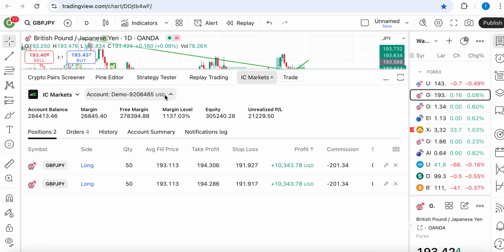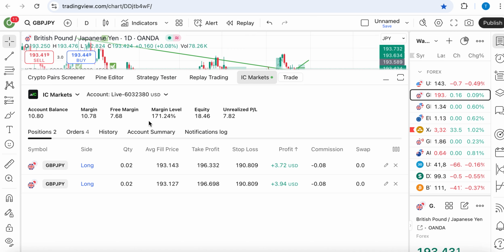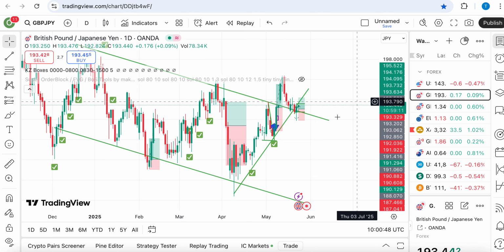So you could see my demo account. Let me show you my live account here. So look at my live account. I'm in profit as well. This is my live account. I'm trying to flip $10 to $20, and I've already flipped it. As you can see, $18 already. So now let me show you my strategy.